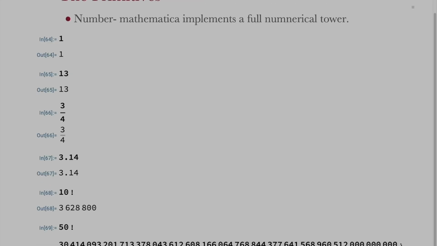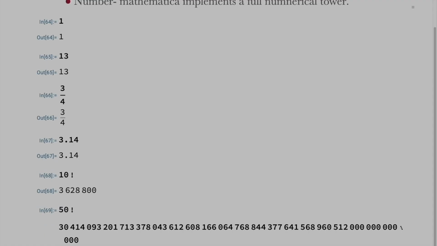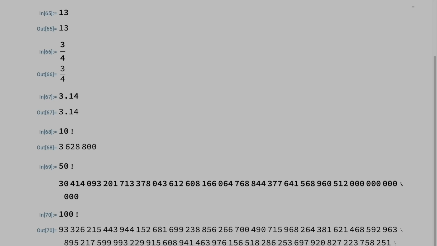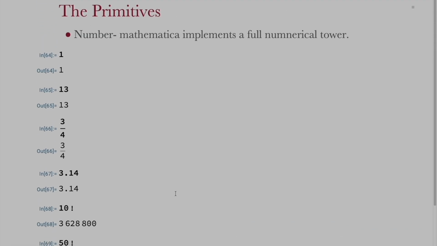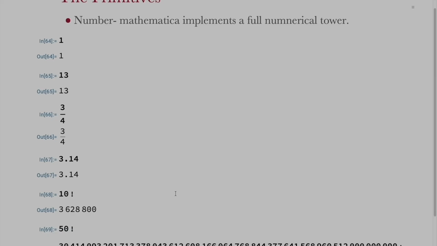Let me try something else. Let me try 100 factorial. This is going to be a ridiculously big number, and so on and so forth. So this is what's called a full numerical tower implementation.